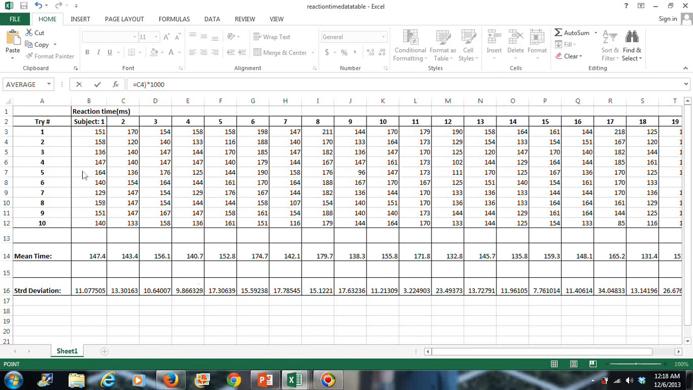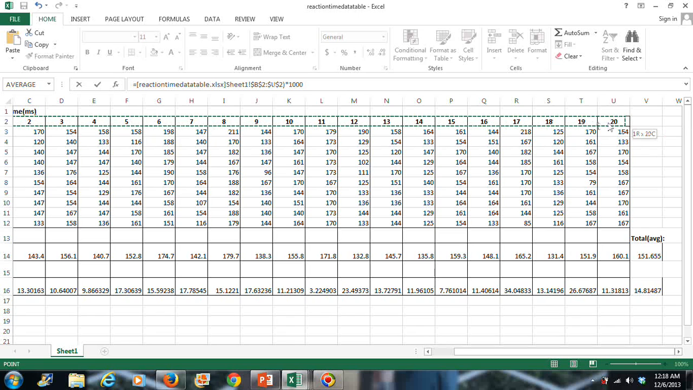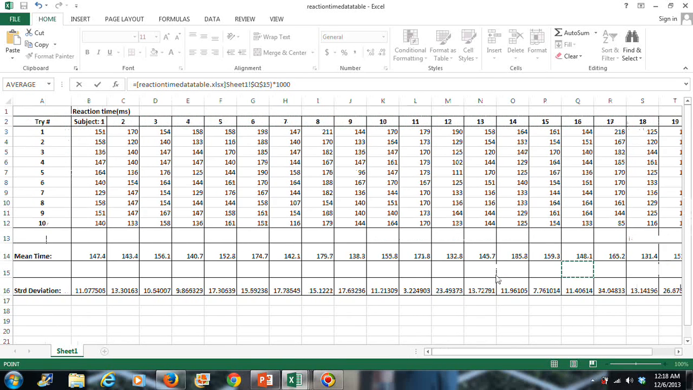And the third Excel I have is the actual data from my reaction strip testing. And here we have all of my subjects laid out right here, numbered up to 20. And we have their 10 tries over here. And these are each of their reaction times in milliseconds.